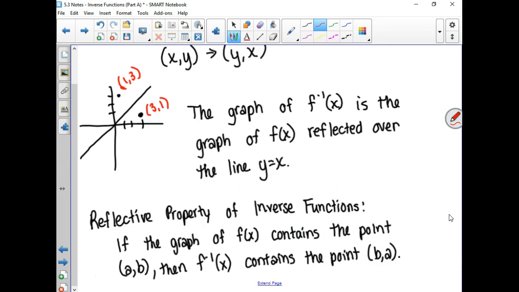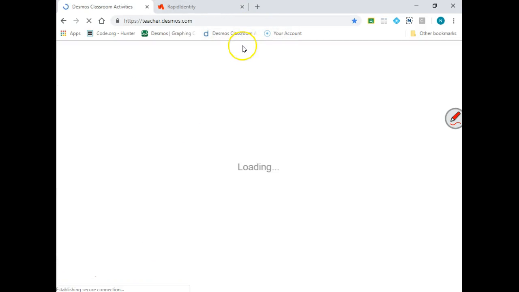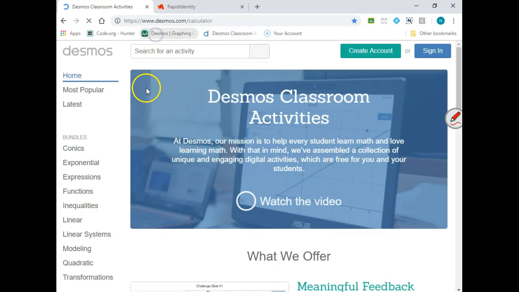Sometimes I think it's really hard to tell if graphs have been flipped over the line y equals x. X-axis is easy. They flip upside down. Y-axis, they just flip sideways. But over y equals x is a little bit tough. So if you're looking at two graphs, for example, let's graph one here real quick. Let's say we had two graphs.